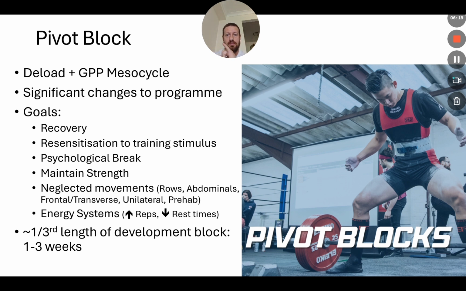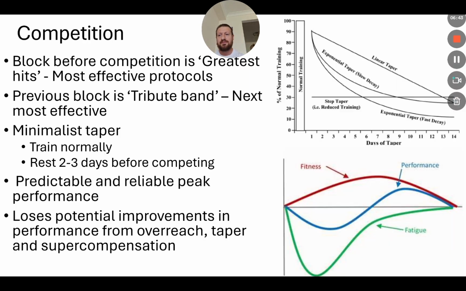When a development block is finished, the athlete moves into a pivot block. This is approximately a third of the length of a development block, and you're going to make significant changes to the program. Basically the goals are to deload the athlete, to give them recovery physically and mentally, and allow them to resensitize to the training stimulus. There's also going to be a bit of general physical preparation, so we're going to work on neglected movements and energy systems that we might not be able to put so much work in on during development cycles.